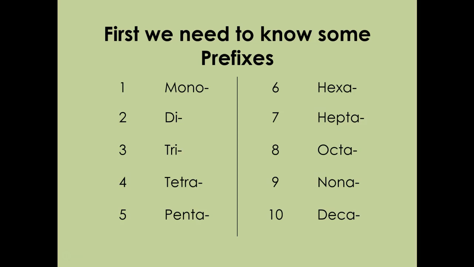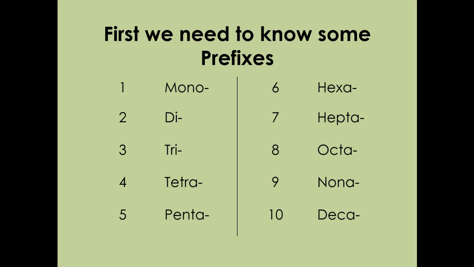But that's not true of molecular substances, as I was just showing you earlier. And so we need to use these numeric prefixes that are going to tell us how many of each element there are in a compound. I'm not going to read through all of these, but they're the typical Greek prefixes that, if you're familiar with Greek words or Greek numbers, represent these first 10 numbers.